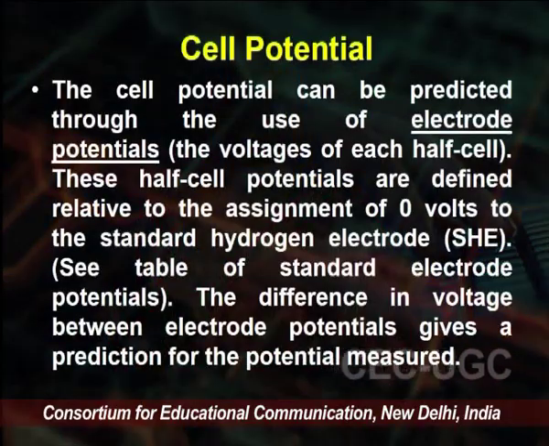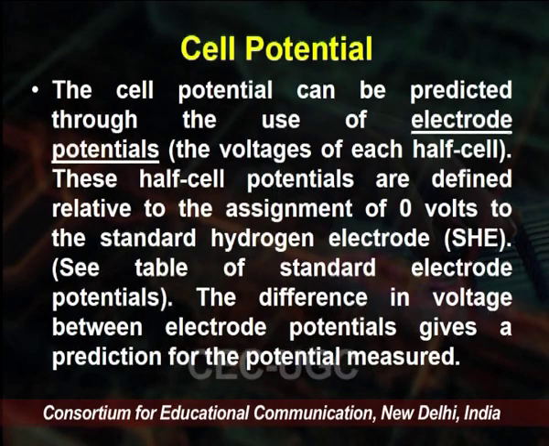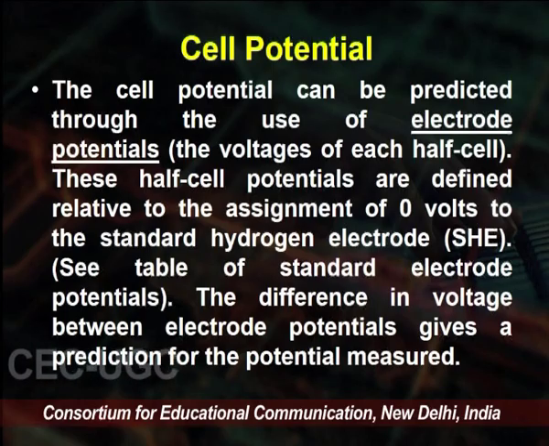Cell potential can be predicted through the use of the electrode potential, that is the voltage of each half cell. These half cell potentials are defined relative to the assignment of 0 volt to the standard hydrogen electrode. The difference in the voltage between the electrode potentials gives the potential of that cell.